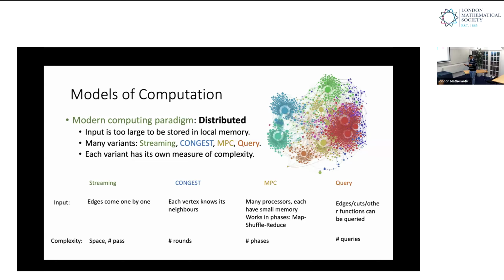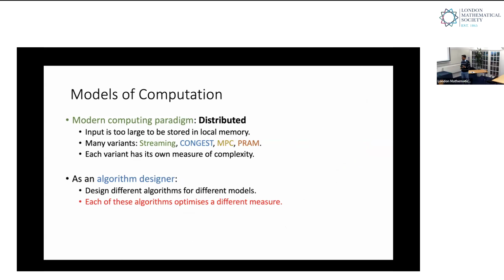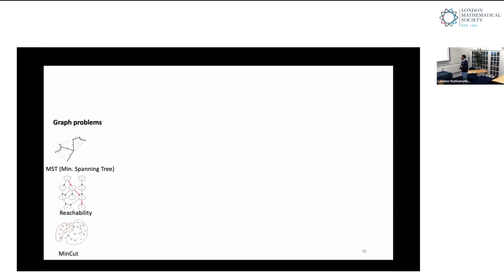And in the query model, one of the simplest of all of them, essentially, you ask an oracle about some property of the graph, and you get that value, and you will be charged once, and essentially you are going to minimize the number of queries to that. So these are many different models, and as an algorithm designer, this is a nightmare. Because you have the same problem, and you have to solve it in all of these different models separately, and this is not an ideal situation, right?